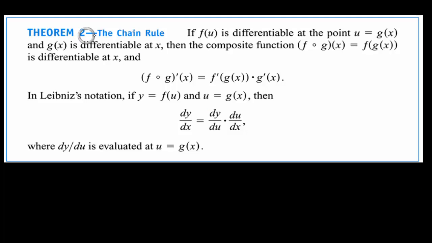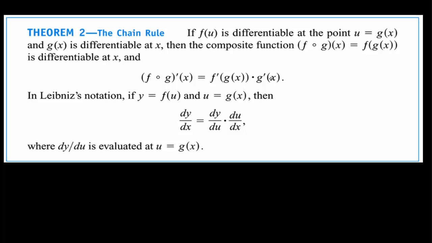Here is just the formal definition from Theorem 2 of your ebook. The chain rule: if f of u is differentiable at a point u equal to g of x, and g is differentiable at x, then the composition f of g, what does that mean? You're embedding g into the argument of f. And what is the derivative of a composition? It's the derivative of f with respect to its argument g, multiplied by, that's where the chain rule comes in, the derivative of g with respect to x.